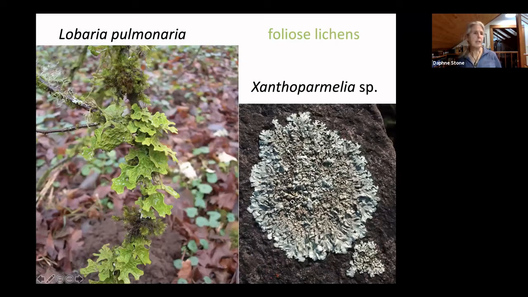Some more terms we need to talk about are the three artificial groups of lichens that we've just grouped in this way to make it easier for people to talk about. The three artificial groups are foliose lichens, fruticose lichens, and crustose lichens. So I'll show you a few foliose lichens. Here's Lobaria pulmonaria, that I'm pretty sure you're all familiar with, and Xanthoparmelia growing on a rock.